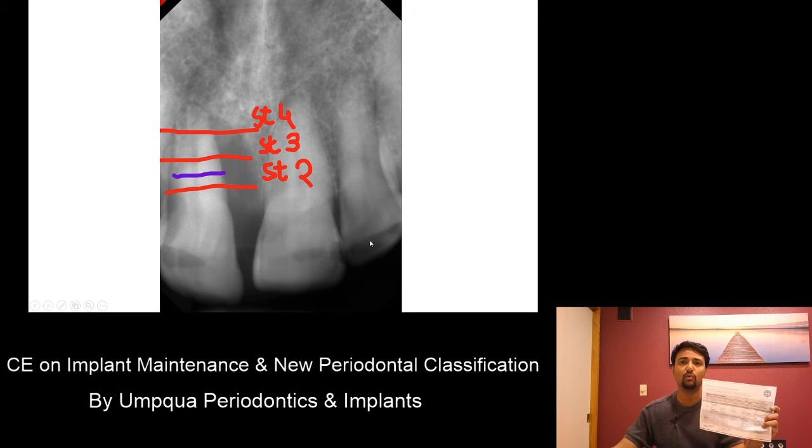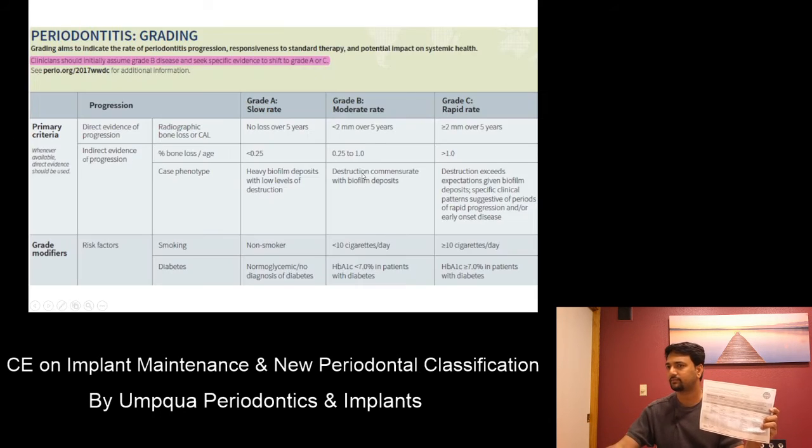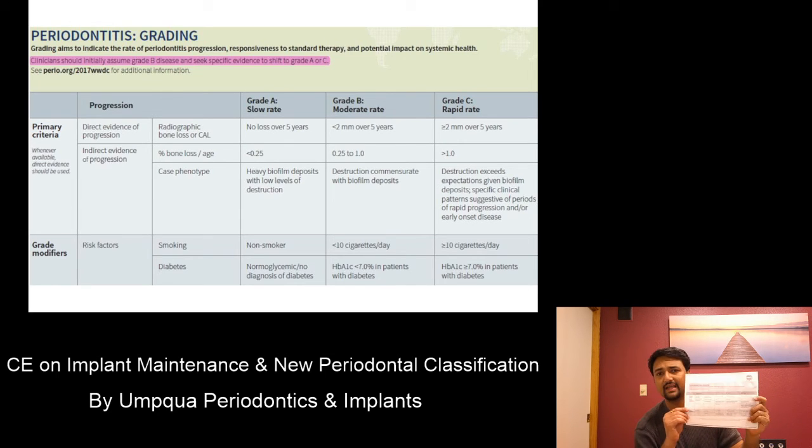And we're going to go through certain steps that would make it even easier for you to stage and grade a patient. Now let's talk about grading of the patient. The grading gives you an idea of the progression of the disease, how fast or slow this disease has been progressing. And there can be some grade modifiers.